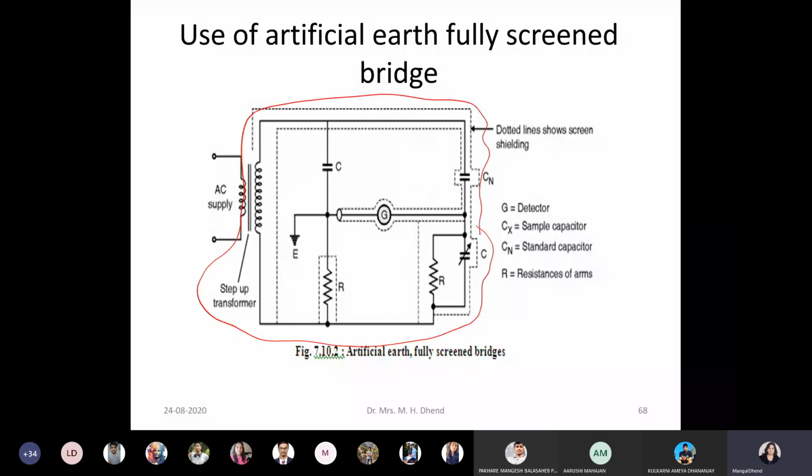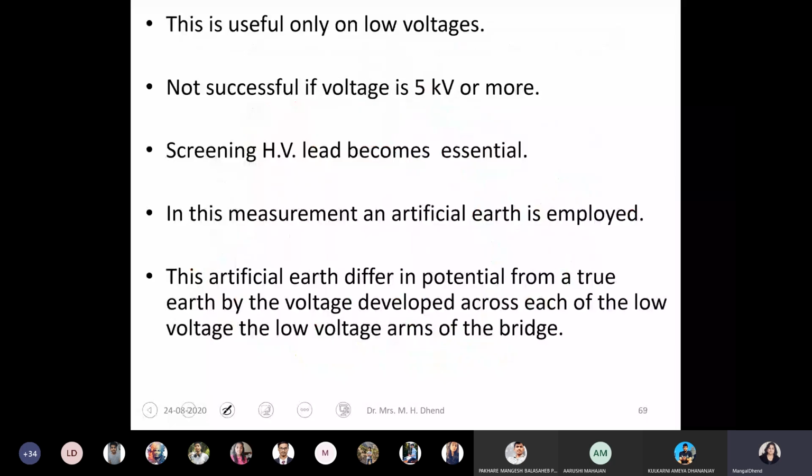So all these components you keep between the metallic surface and you stand here, then your body capacitance will not enter. So that is what I wanted to say to you. Okay, so with supply voltage of 5 kilovolt or 10 kilovolt, screening the HV lead becomes essential, which means this screening that I told you.